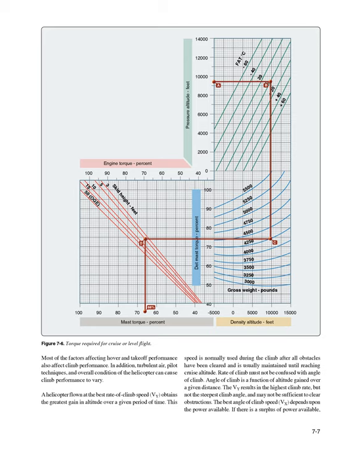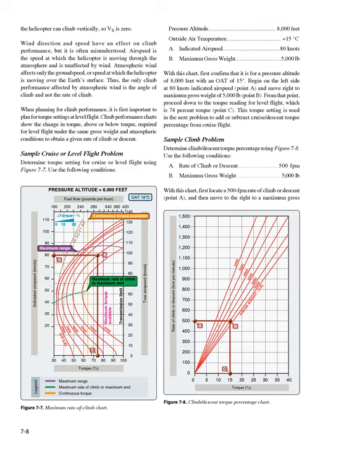Rate of climb must not be confused with angle of climb. Angle of climb is a function of altitude gained over a given distance. The VY results in the highest climb rate, but not the steepest climb angle, and may not be sufficient to clear obstructions. The best angle of climb speed, VX, depends upon the power available. If there is a surplus of power available, the helicopter can climb vertically, so VX is zero.